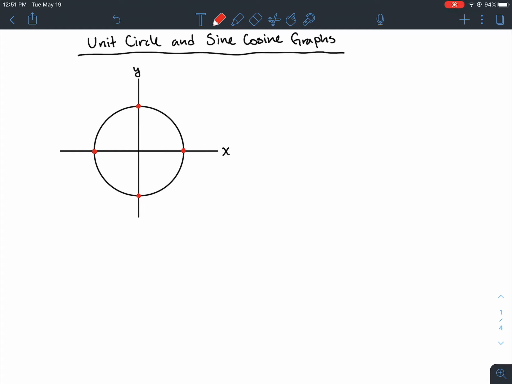And the key thing with the unit circle is that the radius is always 1. So if the radius is always 1, if we were to draw a line from here to here, we would just be at point 1, 0. If we were to draw a line from here to here with a radius of 1, we are now at point 0, 1. This would be negative 1, 0. And this would be 0, negative 1.